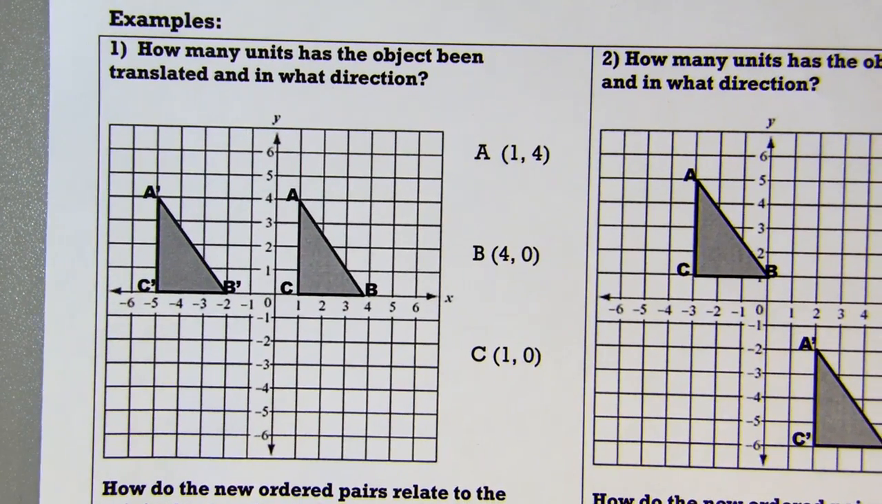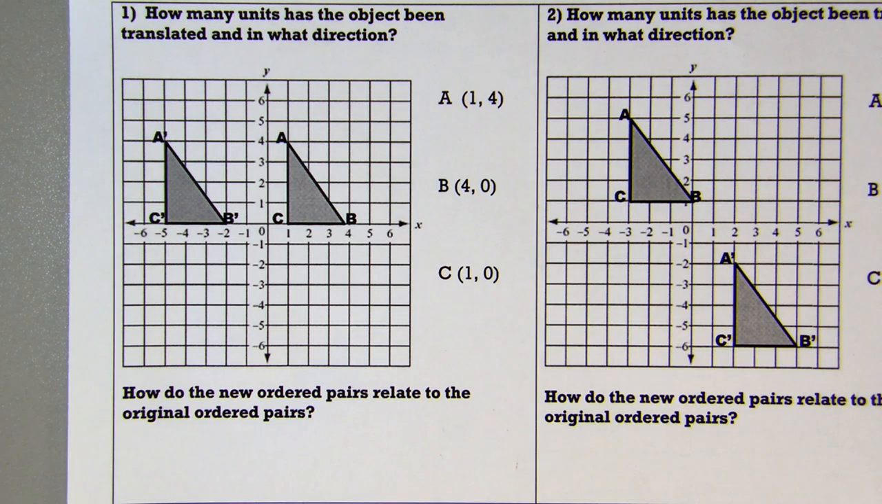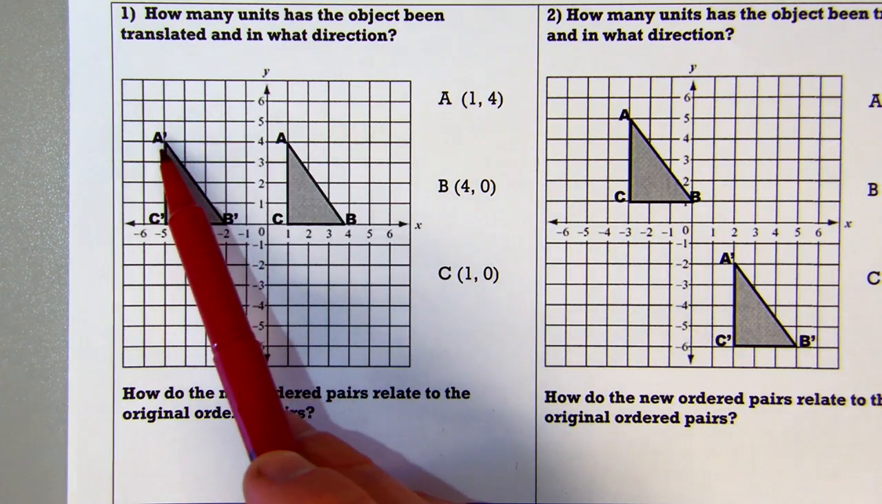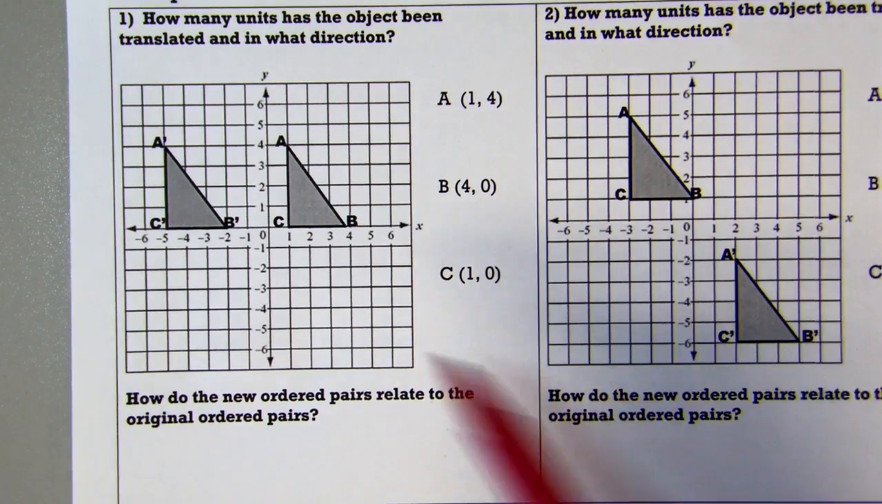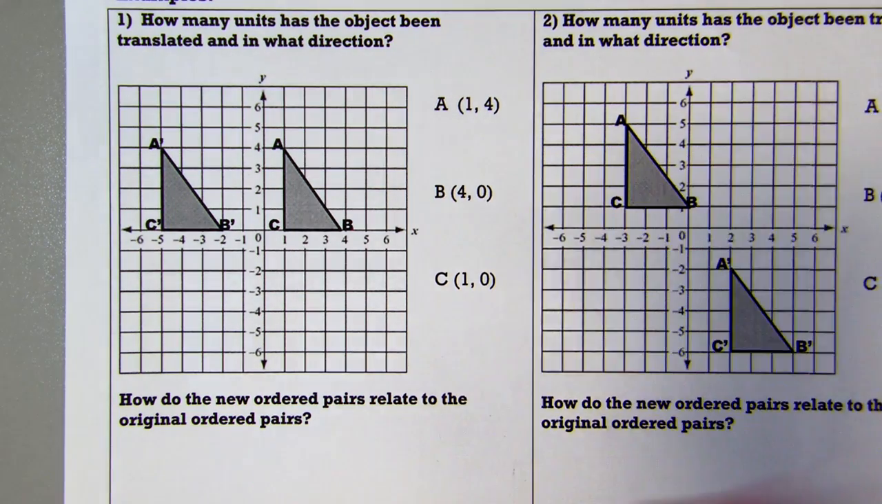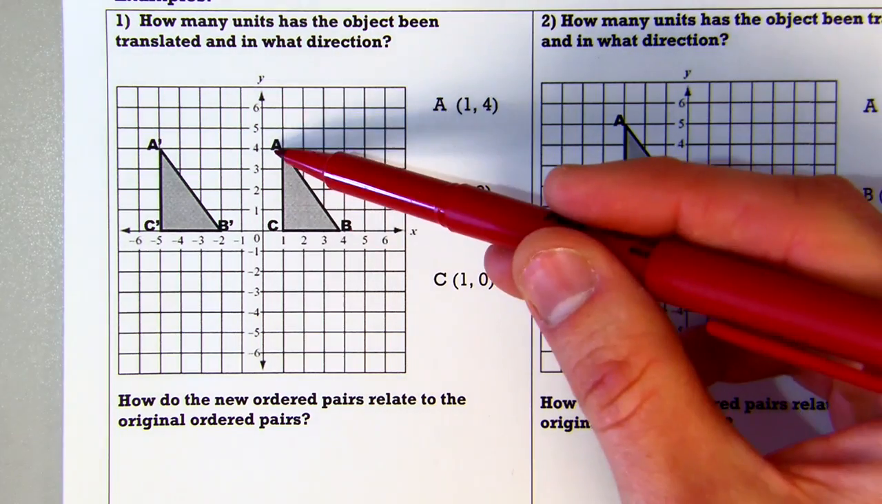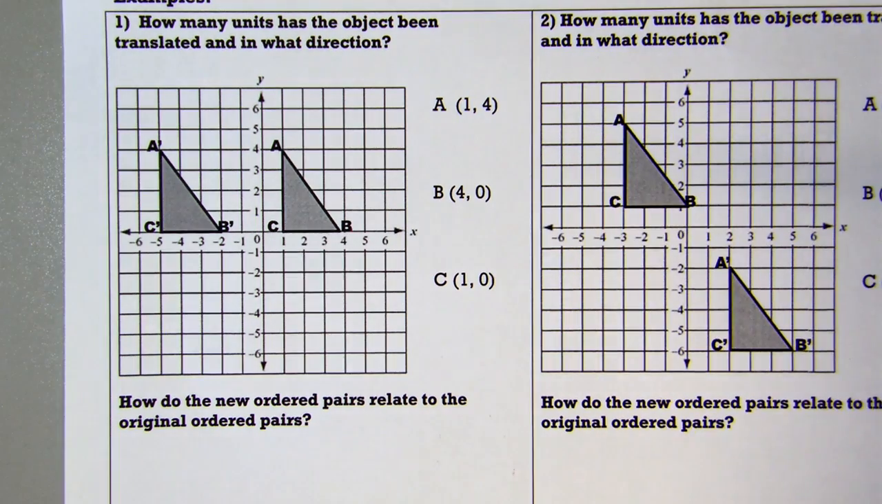So we have: how many units has the object been translated and in what direction? Alright, if we take a look at our two shapes, they both are congruent. Notice how we have A, and then A with a little mark, B, B with a little mark, C, and C with a little mark. The ones with a little mark are known as our prime. Those are our translation shape, the shape that we're actually moving to. If we look at our original points, A is 1, 4, B is 4, 0, and C is 1, 0. So our question is how many units has the object been translated and in what direction?